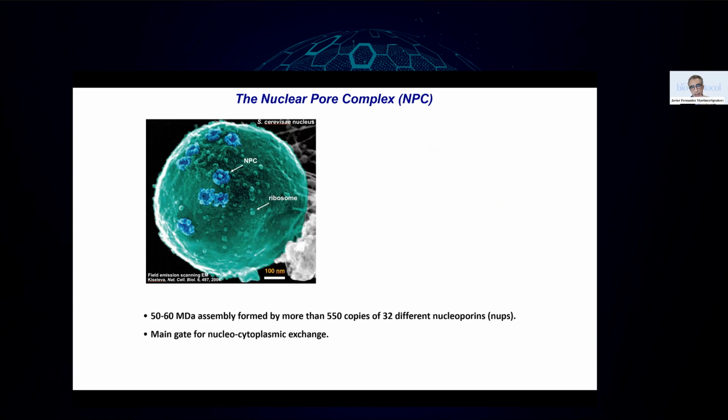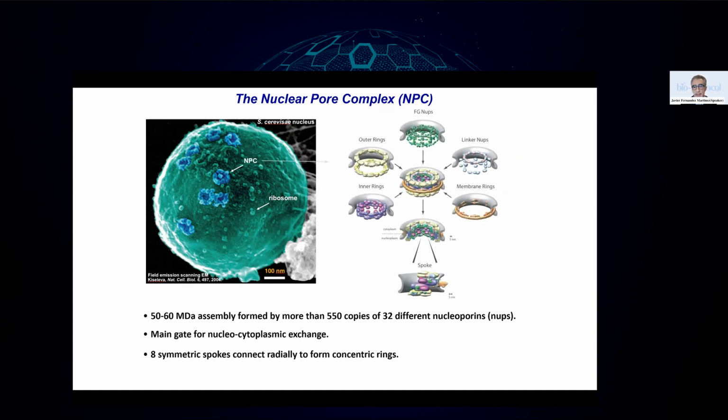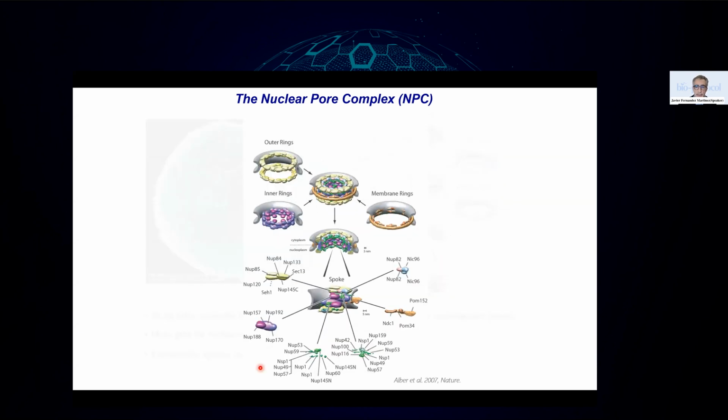All macromolecules and molecules that go in between the nucleus and the cytoplasm have to go at some point through the nuclear pore complex. It's an 8-fold symmetrical assembly formed by 8 protomers that we call spokes that connect radially. Here you have an example of this spoke, 8 of them connecting radially, and they also form what we call concentric rings.